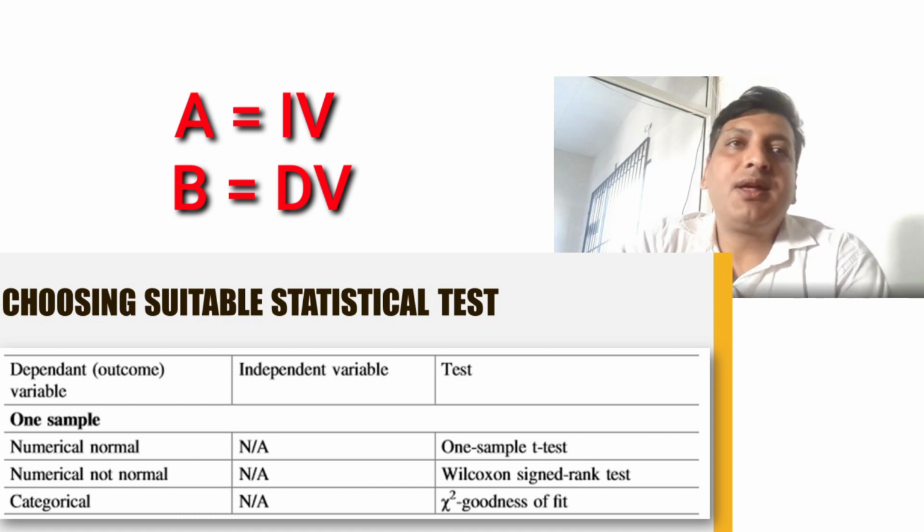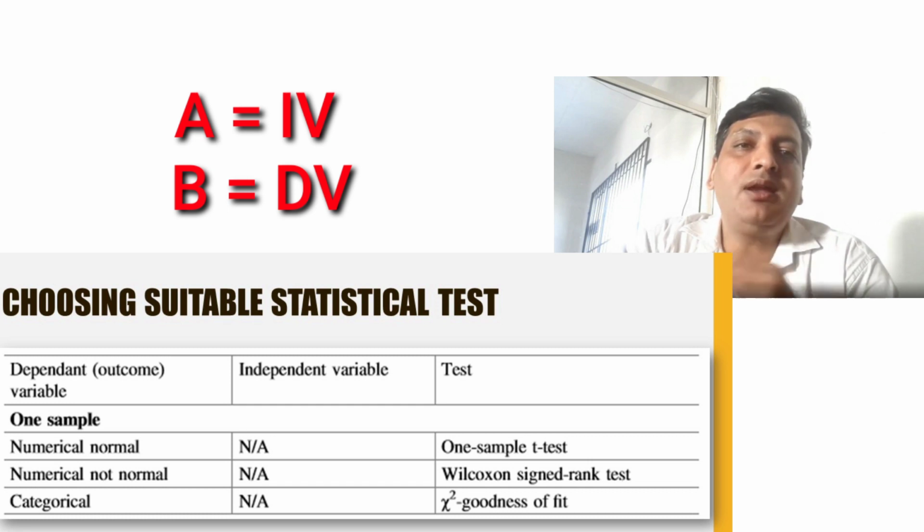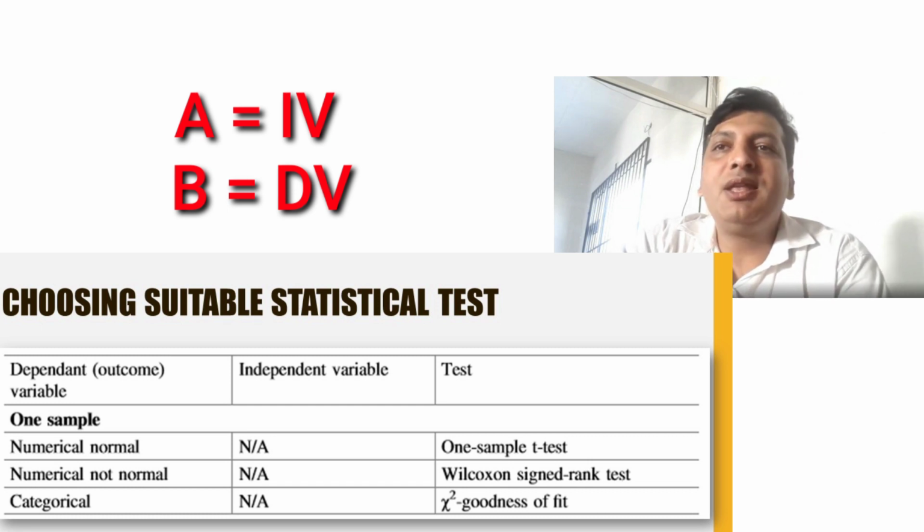So how do we categorize? For example, if you are conducting research, you have to make a list of which are your independent variables and which are your dependent variables. The list of dependent and independent variables can be made, and you can write it like this.